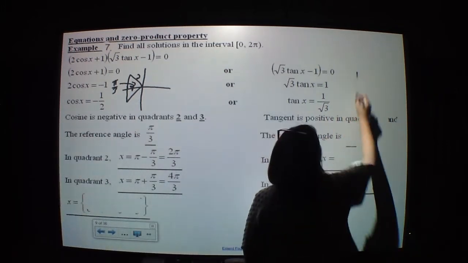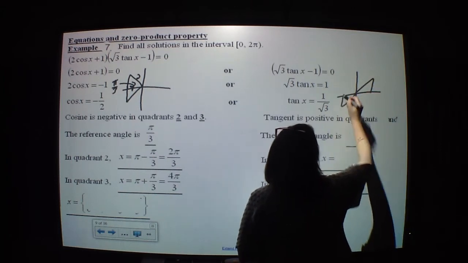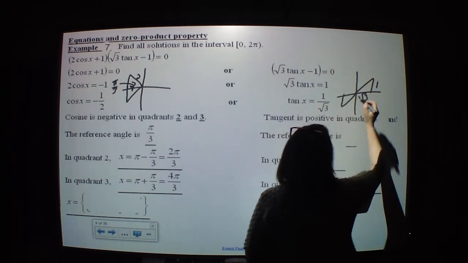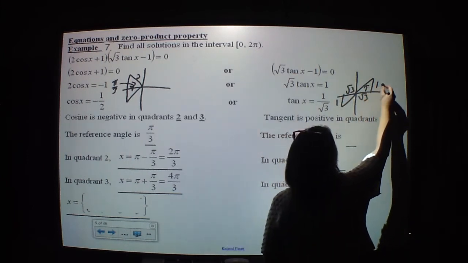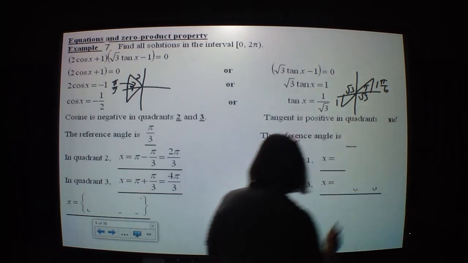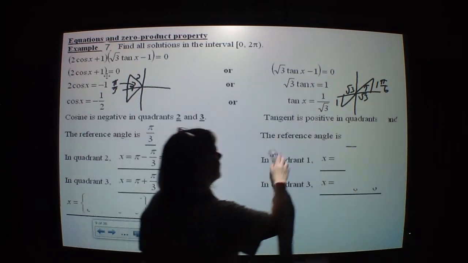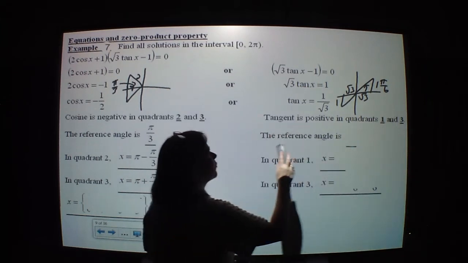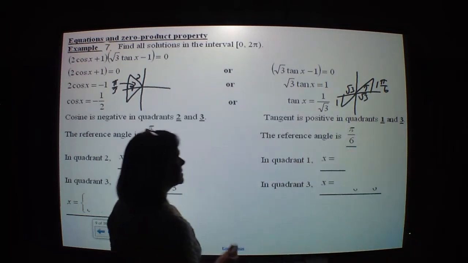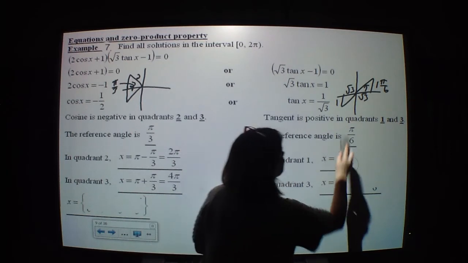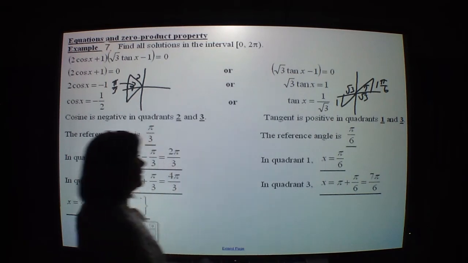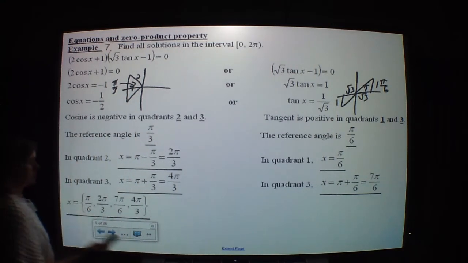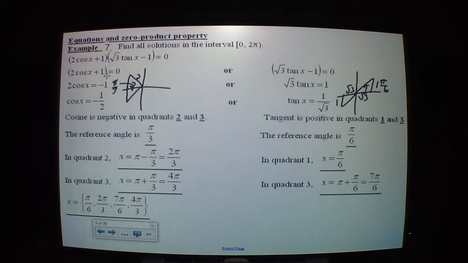Tangent, let me draw that one now. Positive. Opposite over adjacent. My reference angle is pi over 6. So I'm positive in quadrants 1 and 3. In quadrant 1, I'm just pi over 6. In quadrant 3, I'm 7 pi over 6. So there are my 4 answers. All 4 of these. And I wrote them in set notation. So the set.